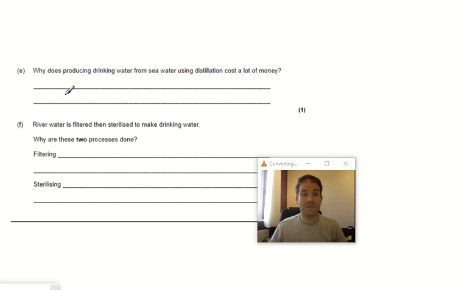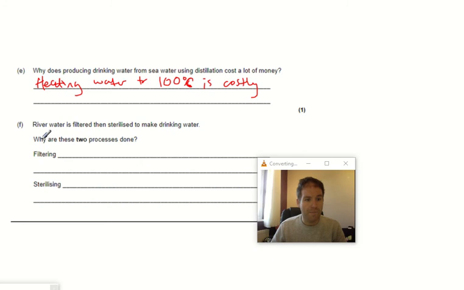Why does producing drinking water from seawater using distillation cost a lot of money? Well, it costs a lot of money to heat it. Okay, heating water. Remember we have to boil it, so 100 degrees C, is costly. Okay, we could let it evaporate, that might take a really long time.